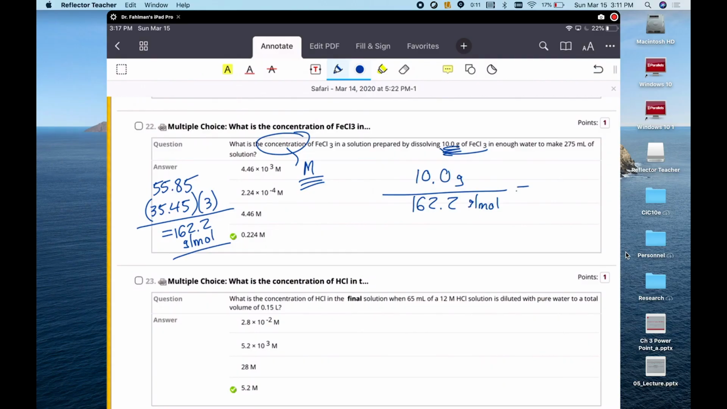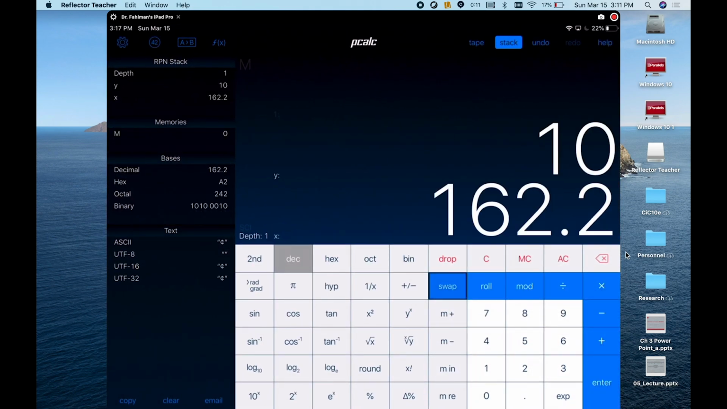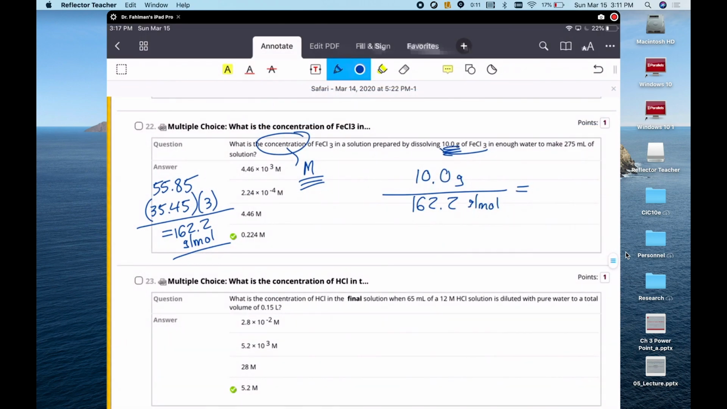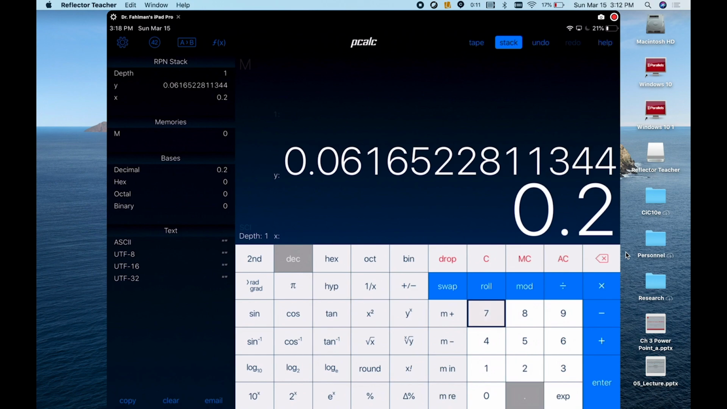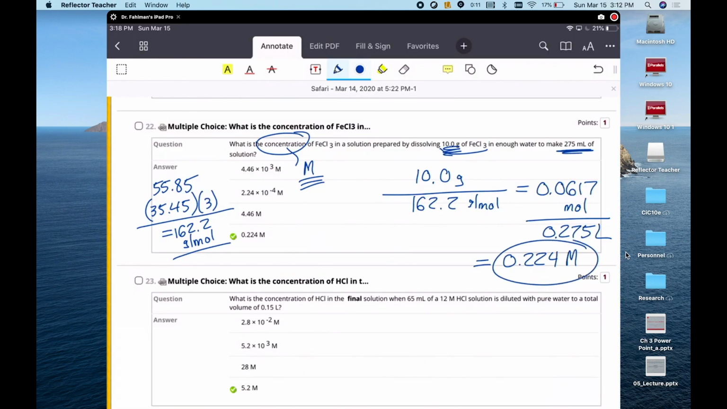So 10 divided by that is 0.0617 moles, and you have that volume of your solution, 0.275 liters, in other words. So you just divide that by 0.275. So that's 0.224 capital M, or moles per liter.